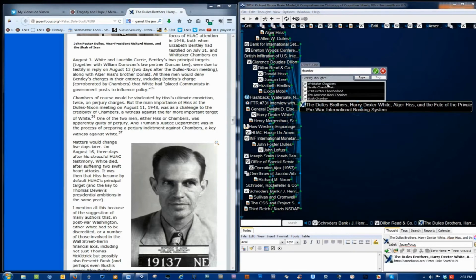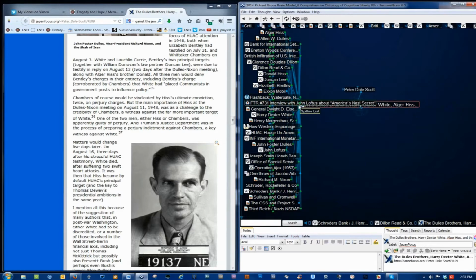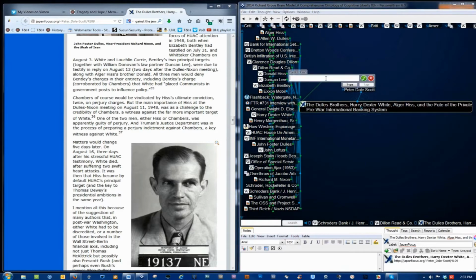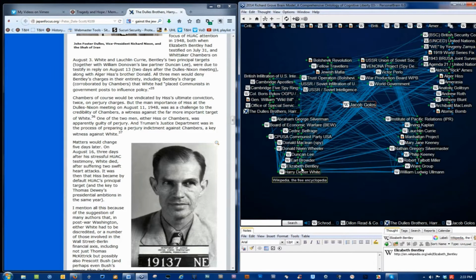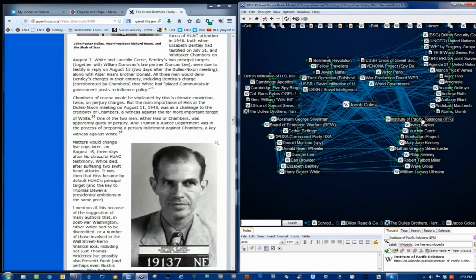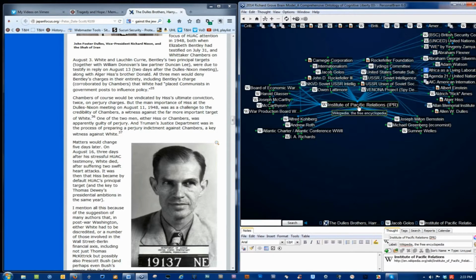All three men would deny Bentley's charges in their entirety, including the charge that was corroborated by Chambers that White had placed communists in government posts to influence policy. Chambers, of course, would be vindicated by Hiss's ultimate conviction twice on perjury charges. But the main importance of the Hiss at the Dulles-Nixon meeting in 1948 was the challenge to the credibility of Whittaker Chambers, a witness that had thus far been a more important target than White himself.